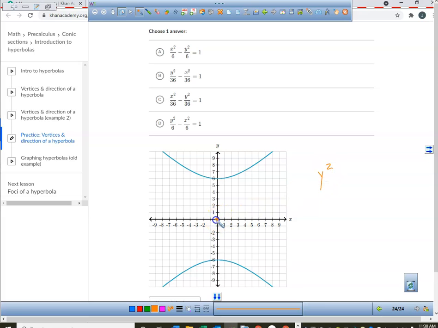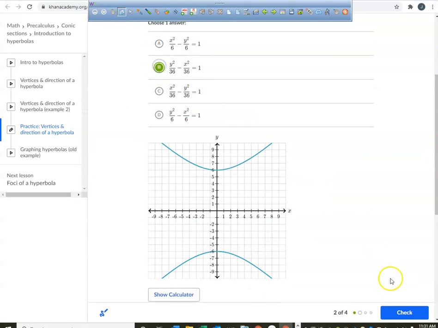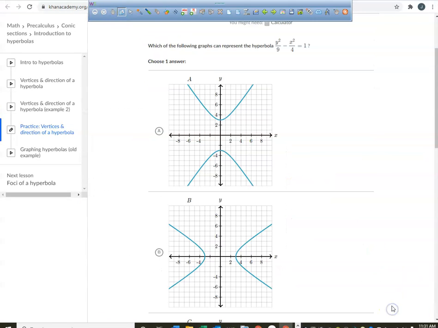Now from here, how much does it go? 6. So we're going to put 36. Now, which one has y squared with a 36? B. I'm just saying if you know the direction, it's not going to be too difficult to figure out which one it's going to be.